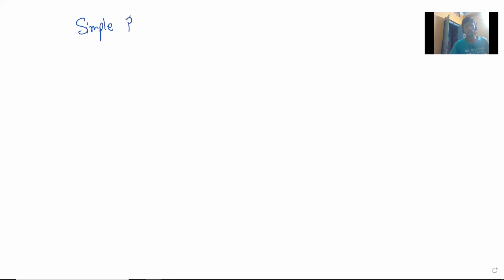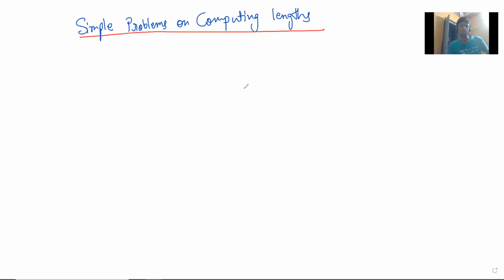Okay, so we will start with some very simple problems on computing lengths. Obviously, we'll make theorems out of them, but first we'll just do them as simple problems. This is a topic which is very straightforward. There's nothing surprising, at least most of the time, but it's very necessary to be done. So let us just start with the question. So we have problem one.